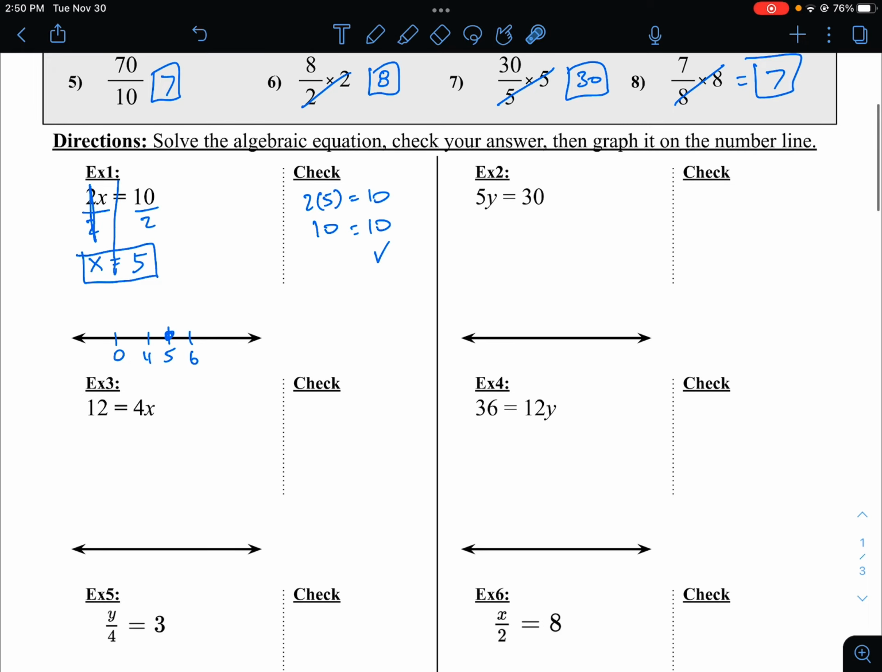All right, let's try number 2. We have 5 times y equals 30. 5 times what number equals 30? You may know that the answer is 6, but let's do it the other way.